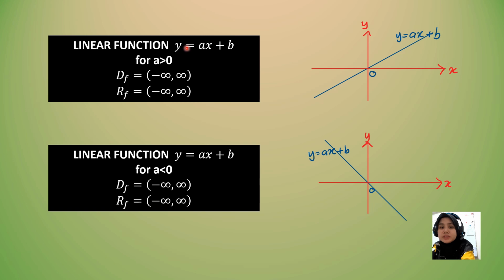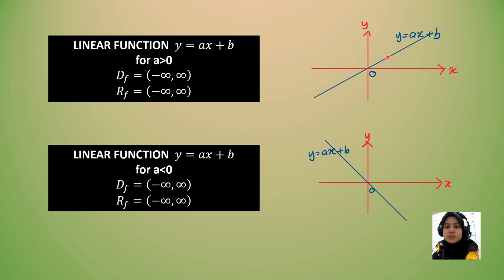Okay, the next function is our linear function. As you can see here, I divided it into two cases, which differ by our A: either A is positive or A is negative. A here is actually your gradient, your M. If your gradient is positive, that means your graph will increase like this.